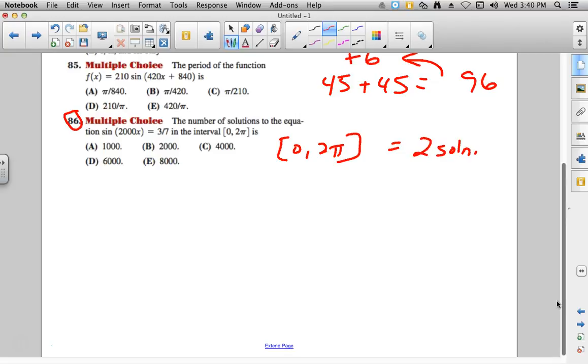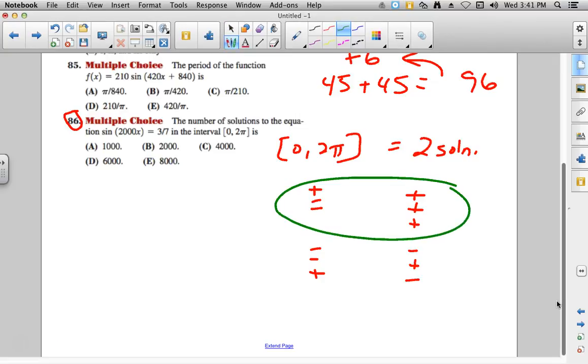Here's how we know. As we look at those quadrants, we're trying to figure out where we could get a positive 3/7 for sine. That would be up here. So there should be 2 positions where we can get that 3/7.